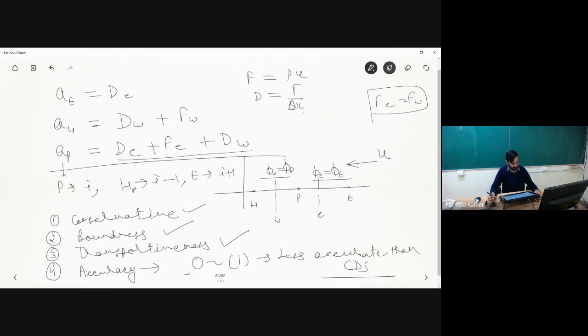So the order of accuracy of this particular scheme will be less in comparison to our central difference based discretization, whatever we have seen earlier. Okay. So now I will give you an example of what kind of issues we will be facing when we are using the upwind differencing scheme.